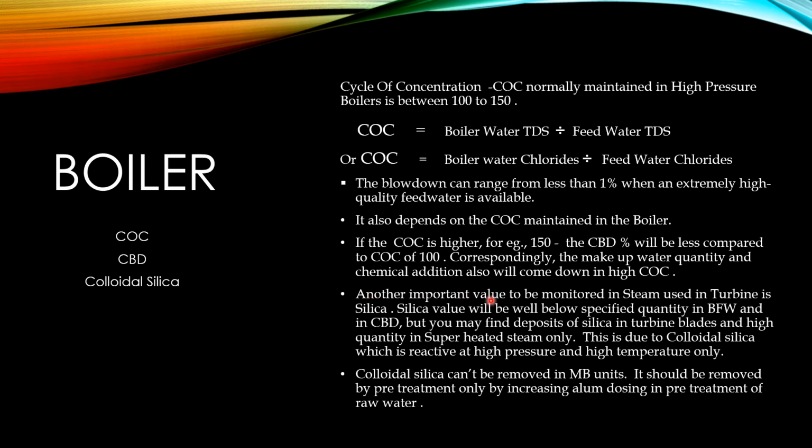Another important value to be monitored in steam used in the turbine is silica. Silica value will be well below the specified quantity in boiler feed water and in CBD. But you may find deposits of silica on turbine blades and high quantity in superheated steam only in laboratory results. This is due to colloidal silica, which is reactive at high pressure and high temperature only. This colloidal silica cannot be removed in the water treatment plant by mixed bed units. It should be removed by pre-treatment only, that too by increasing alum dosing in pre-treatment of raw water.